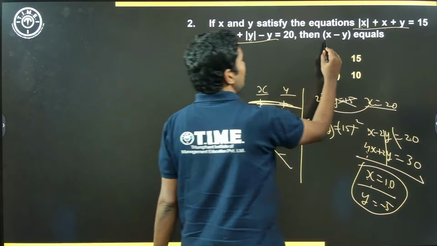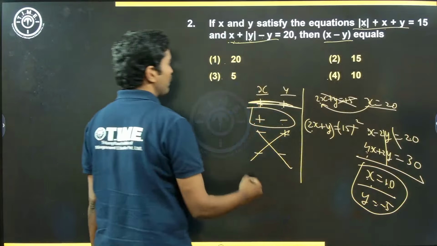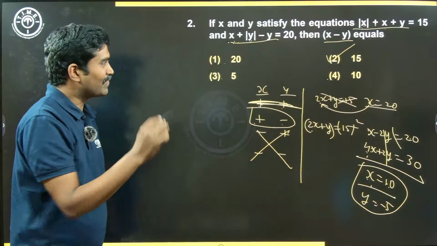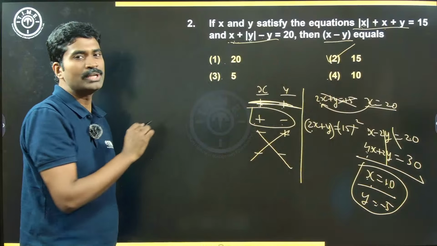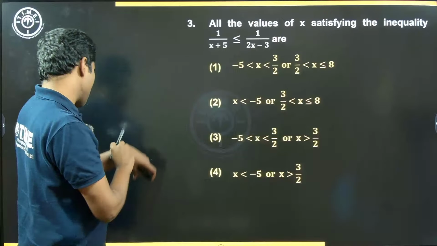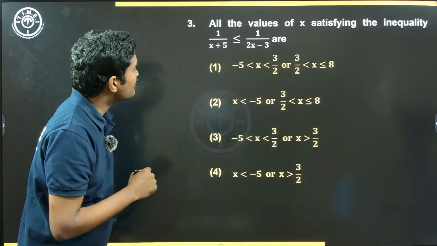The question is asking, what is x minus y? 10 minus of minus 5. Option 2, 15. There's no question of other possibilities because I have a unique answer here. That's what the options are telling me, right? So, all right. Next question.